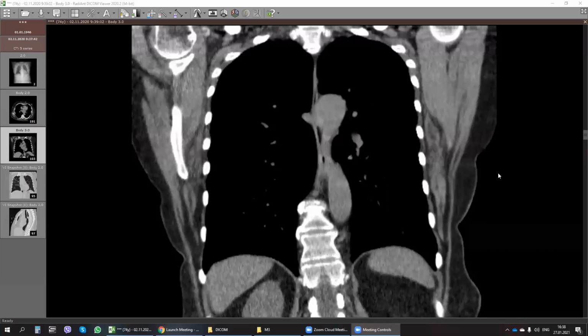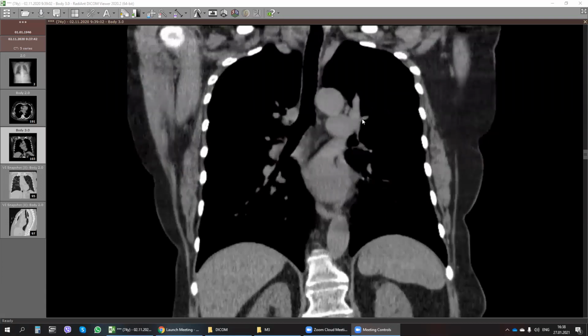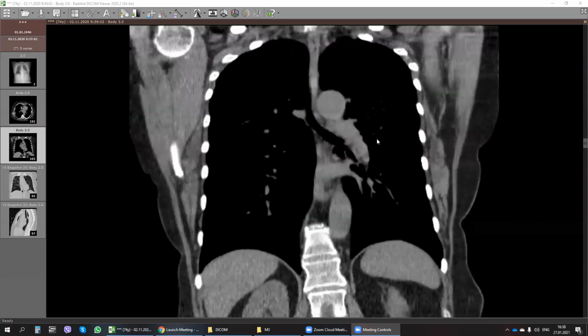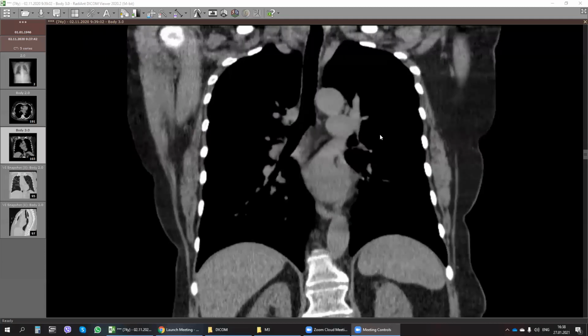So this is computed tomography of the patient with disease, which we will try to diagnose a little bit later. And as the beginning, I want to stop on some basics of the computed tomography. First of all, projections. This is coronal projection.